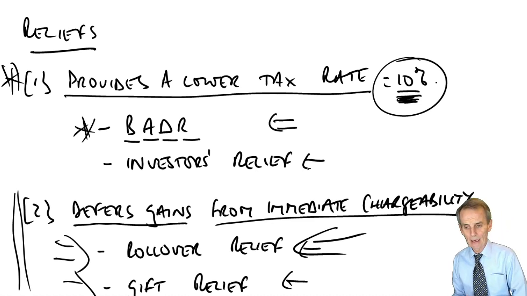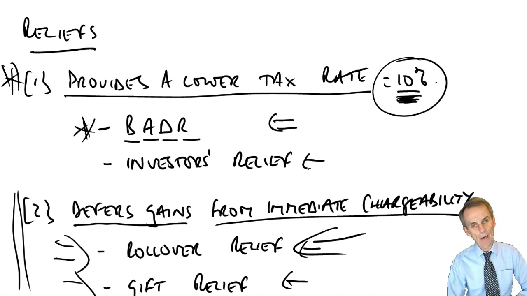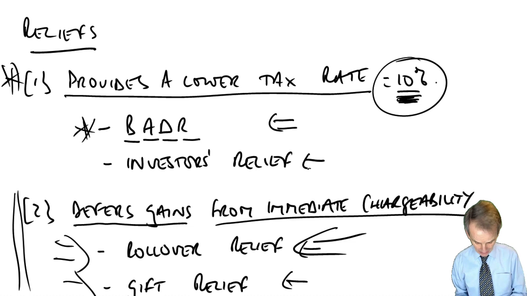What we'll discover there is that a principal condition is you're not an employee in the company. If you're an employee in the company and you dispose of shares, then you're looking down the route of business asset disposal relief. If you're not an employee, then it's this one, investors' relief.